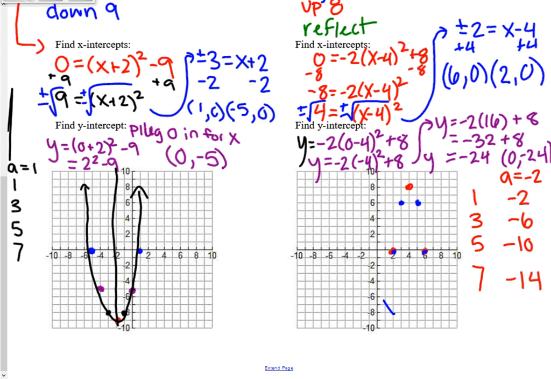We have our 5 points, so we're going to connect, make sure your graph comes to a curve and not to a point, and we have our second quadratic graph. You notice that this one opens up going down. That's because that negative a value reflected it.